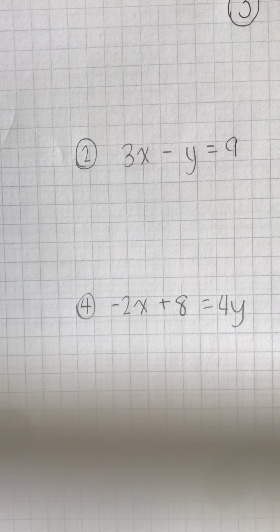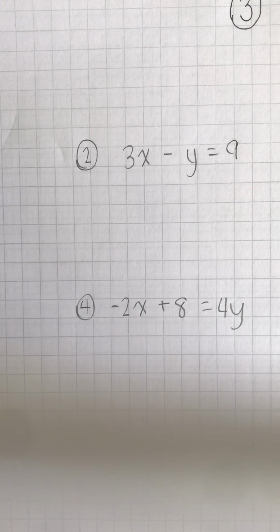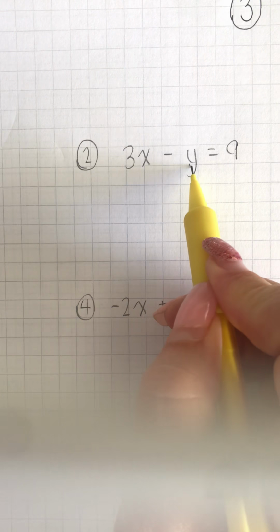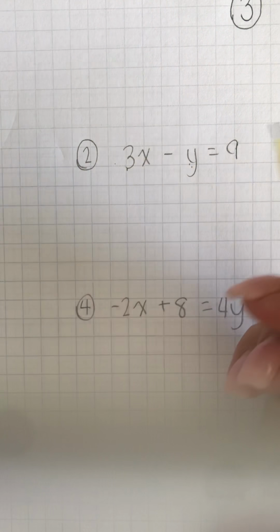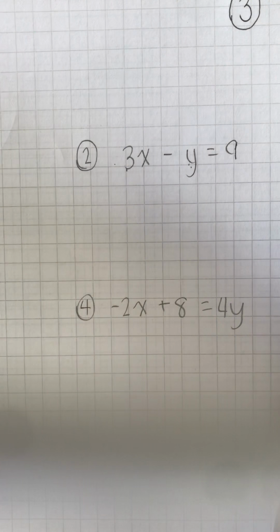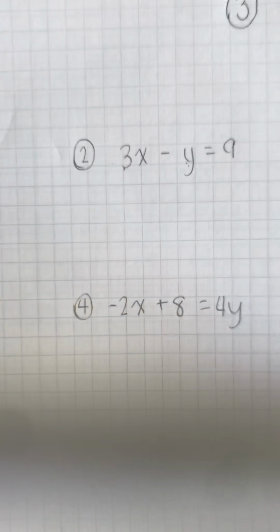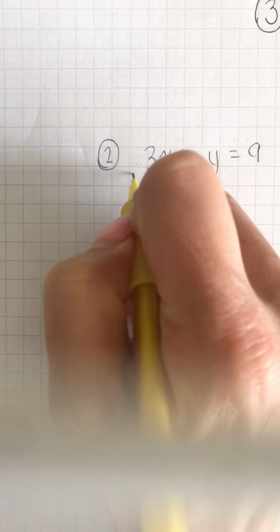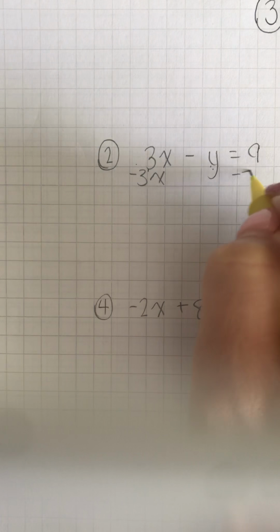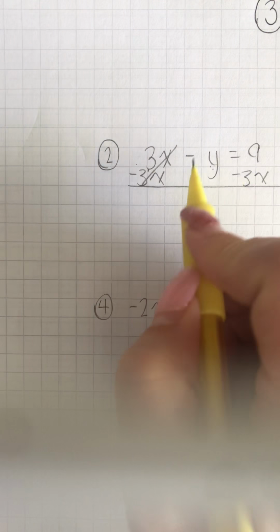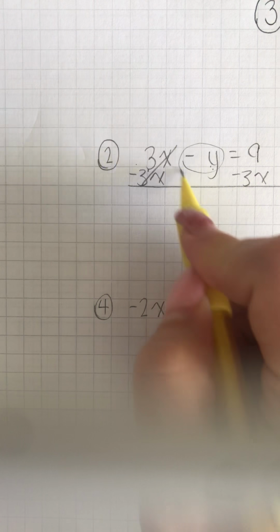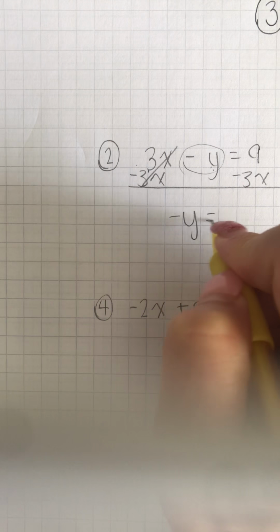Moving on to number 2. I want to solve for y again, so I got to get this guy all by itself. We need to move the 3x. Ask yourself, is it positive or negative? Hopefully you said positive, so we're going to do the opposite, which is subtract. You always must do the opposite in order to get rid of it. Cross it off. Big key here, you have to drop down this negative and the y.